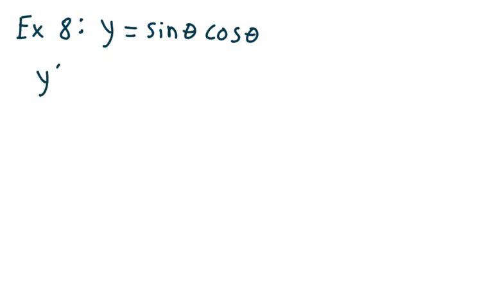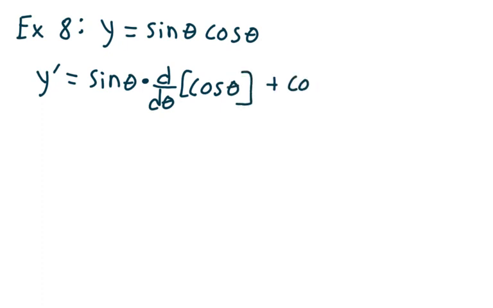Let's take a look at example 8. Suppose y equals sine theta cosine theta. Remember, we don't have the chain rule. Not yet. So we can't simplify that just yet because we don't know the chain rule. Again, I can't stress that enough. So I want y prime. Again, product rule. So I'm going to write down sine theta, and I'm going to multiply by the derivative of cosine theta with respect to theta, plus cosine theta times the derivative of sine theta with respect to theta.